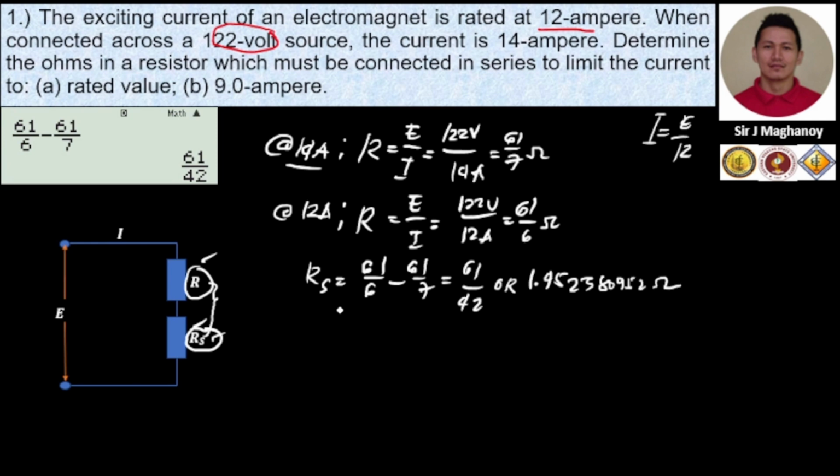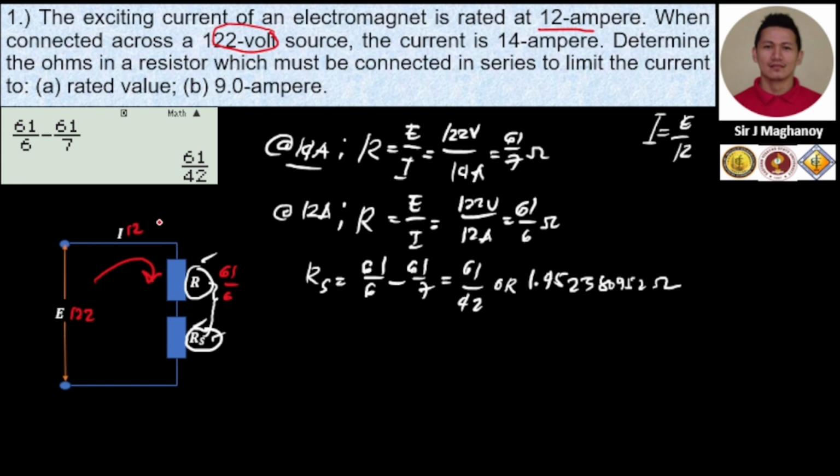1.452380952 ohms. Okay, so let's discuss this value first. It means that at our rated value of 12 ampere, we have a resistance of 122 over 12, which is 61 over 6. Our voltage here is 122 and our current flowing is 12 ampere. Of course, in this condition, if the resistance is not yet stalled, it will flow in a conventional manner.